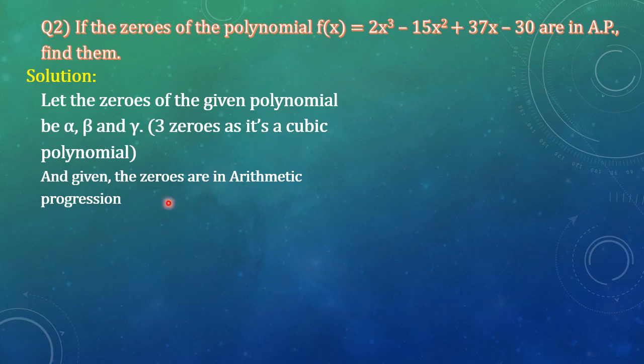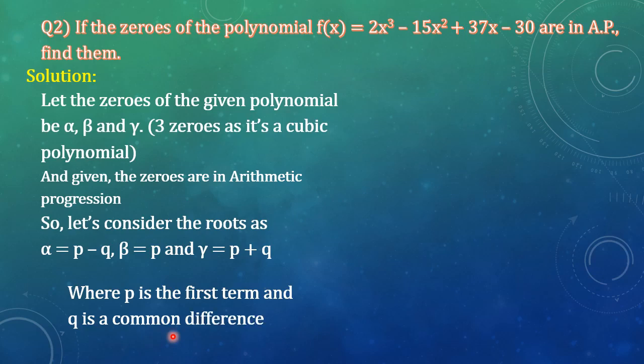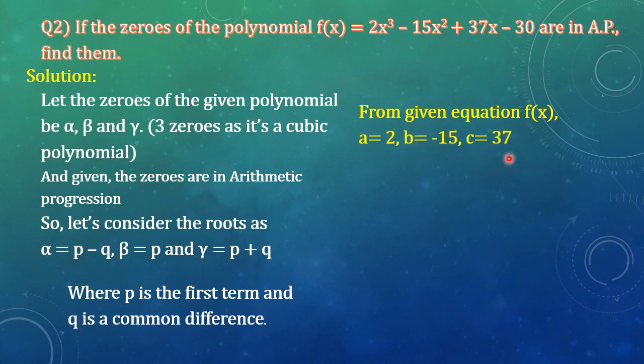So let's consider the roots as alpha is equal to p minus q, beta is equal to p and gamma is equal to p plus q, where p is the first term and q is a common difference. From given equation f of x, a is equal to 2, b is equal to -15, c is equal to 37 and d is equal to -30.